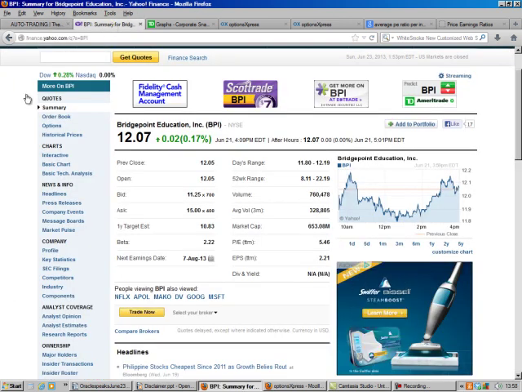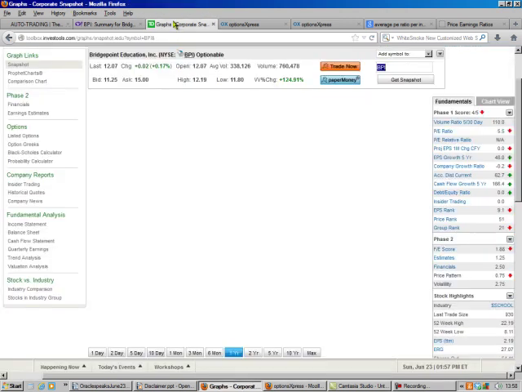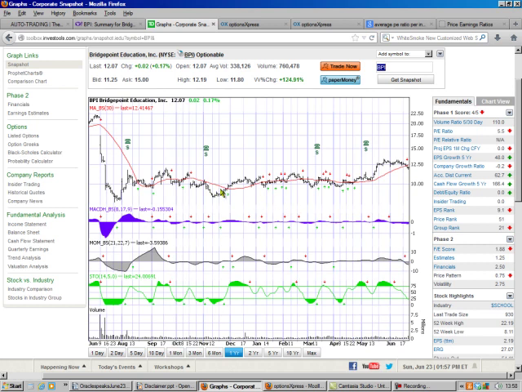Today we're looking at Bridgeport Education, BPI. They're trading at 12.07. They've got a PE ratio of 5.46, which I have found to be very low for this sector. So first we check our graphs, and we see this thing seems to bounce. It may be up at 12 now, but it seems to have bounced around at 10.